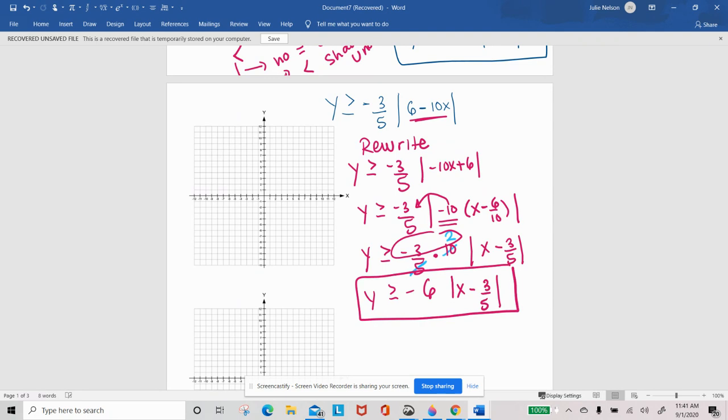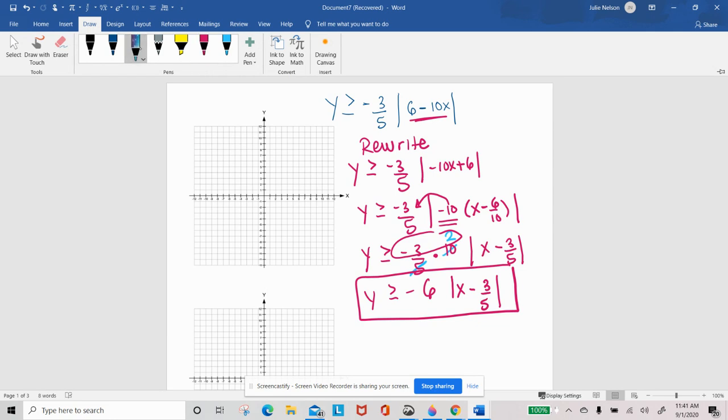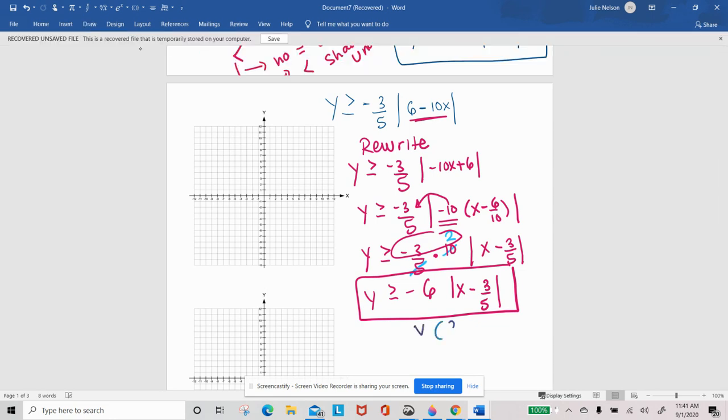So where's my vertex? Remember, my vertex is always the opposite of the inside. Keep the outside. So its opposite would be 3/5, comma, there's no number outside, so it's 3/5, 0. And I know for some you're like, 3/5? Okay, well, that's between 0 and 1. So we're just going to make the best of it. It's close, somewhere between 0 and 1, a little bit more than half.